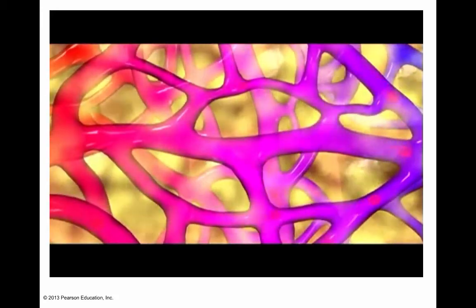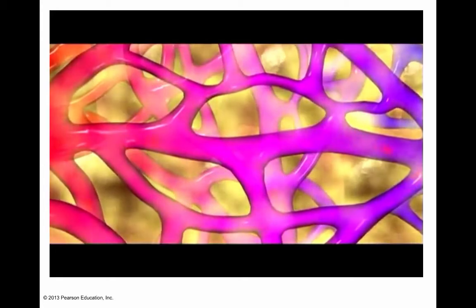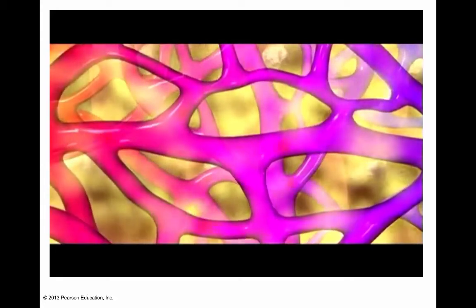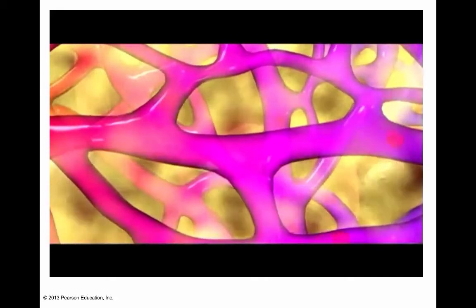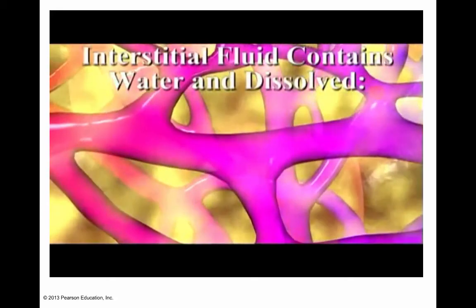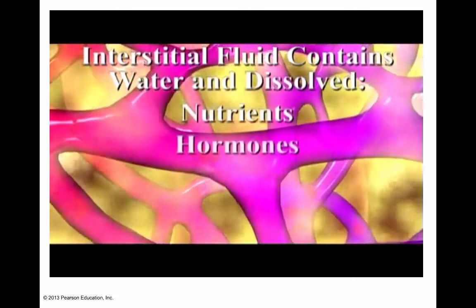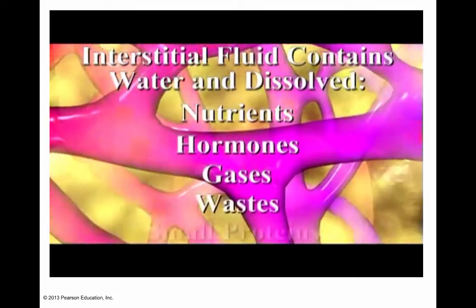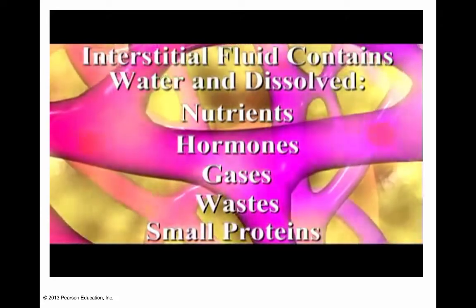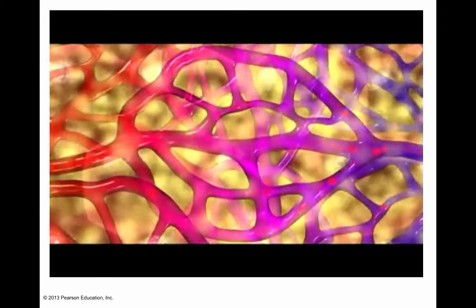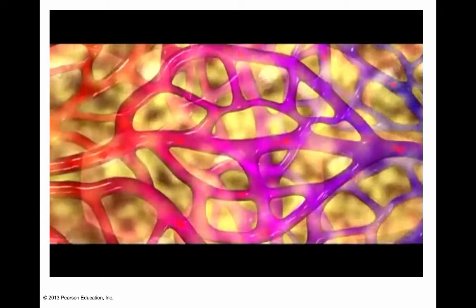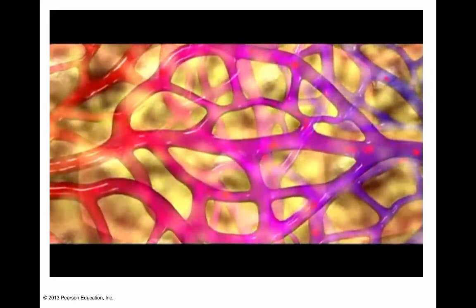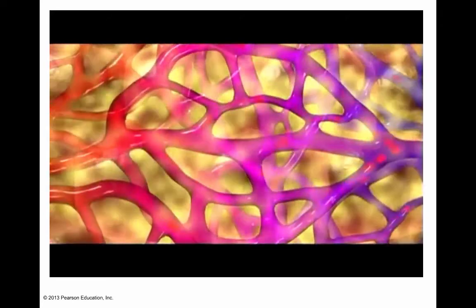Pressure within capillaries causes a continuous leakage of fluid from the blood plasma into the spaces surrounding the capillaries and adjacent tissues. This fluid, known as interstitial fluid, consists primarily of water in which nutrients, hormones, gases, wastes, and small proteins from the blood are dissolved. The exchange of materials between capillary blood and nearby cells occurs through this interstitial fluid, which bathes nearly all the cells of the body.